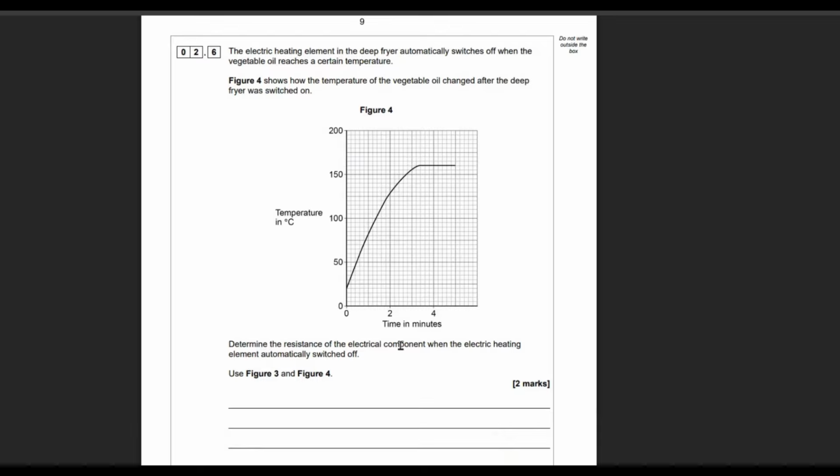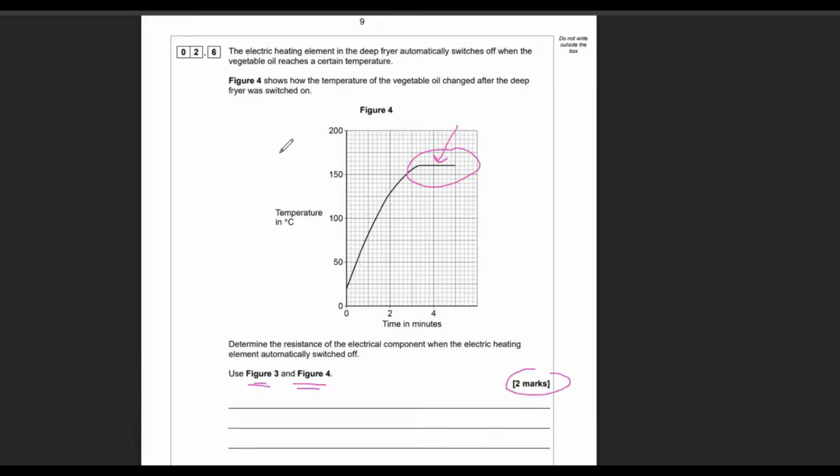Determine the resistance of the electrical component when the electric heating element automatically switched off. So they're saying determine the resistance, use, and this is the big, big fat clue. They just want you to analyze graphs. Use figure 3 and figure 4. That is the key instruction for an easy 2 marks. When it was switched off, how do we know when this is switched off? We can tell it was switched off here because have a look. It's stabilized.